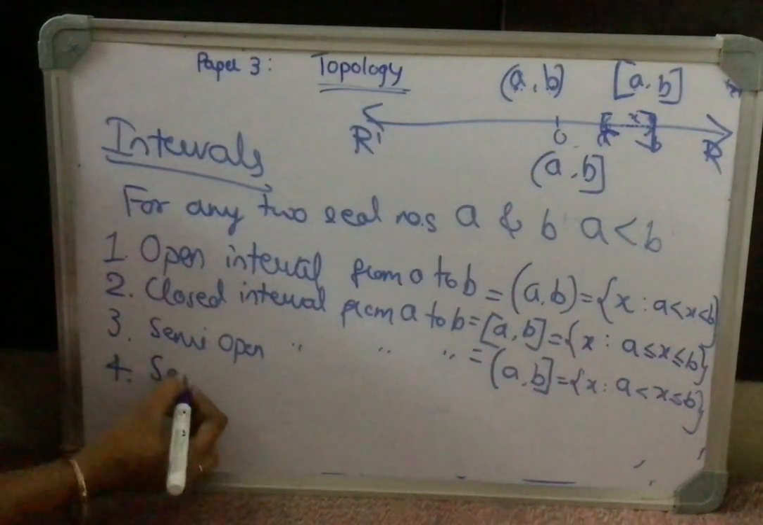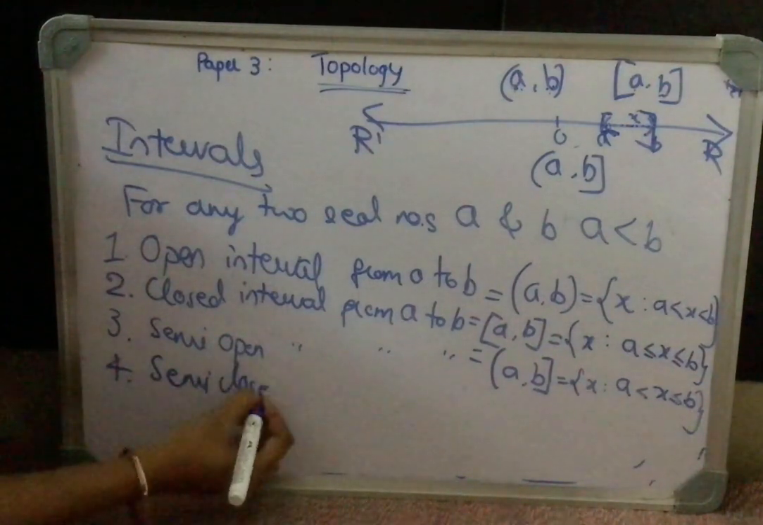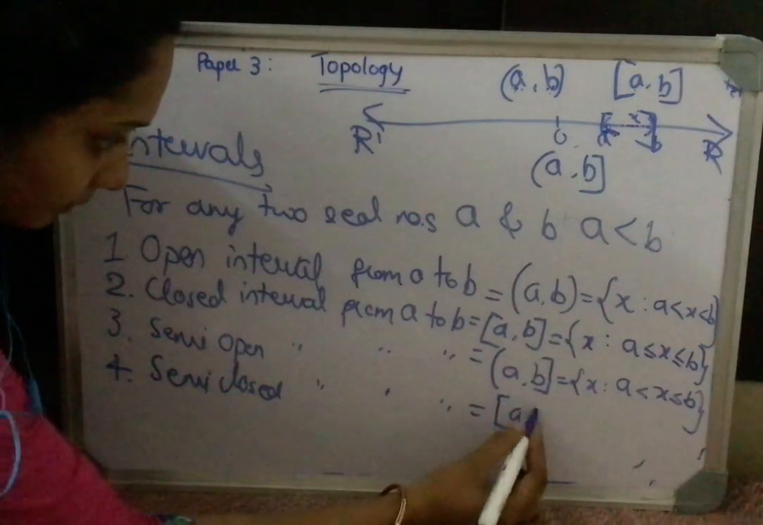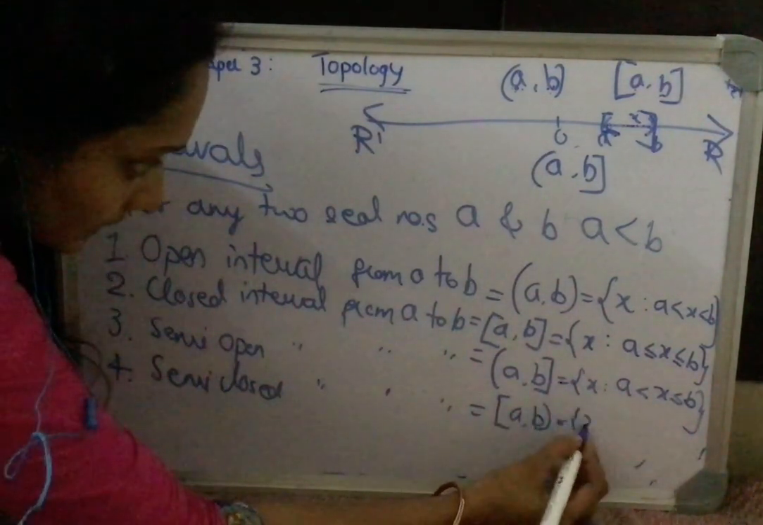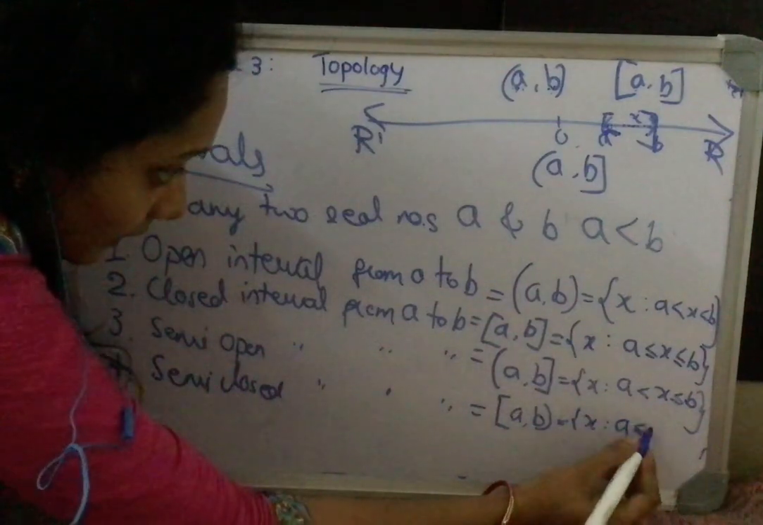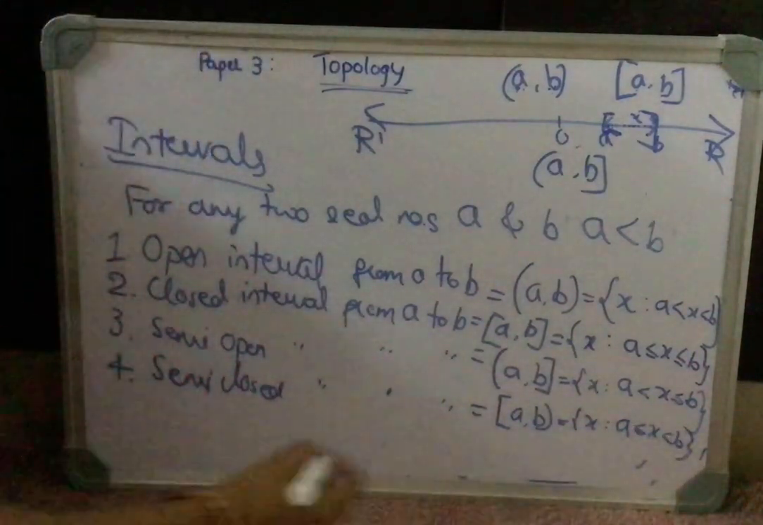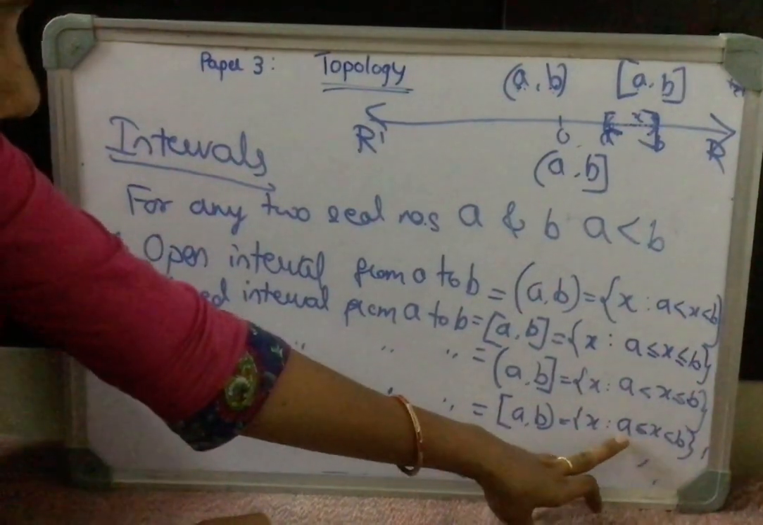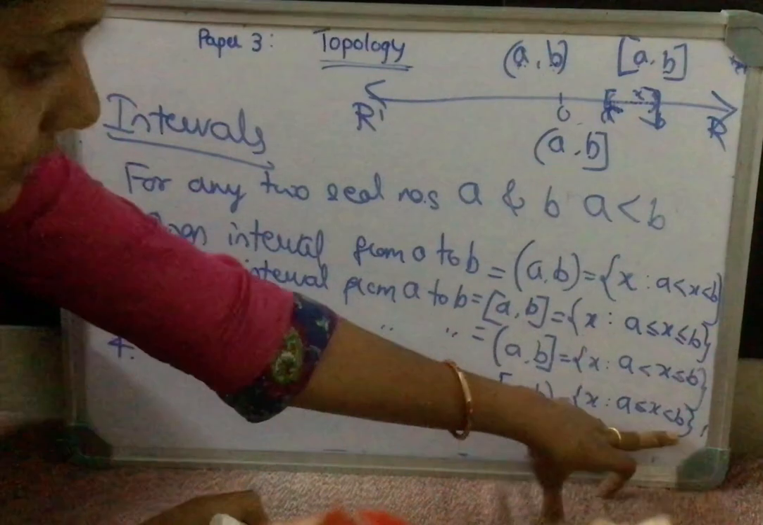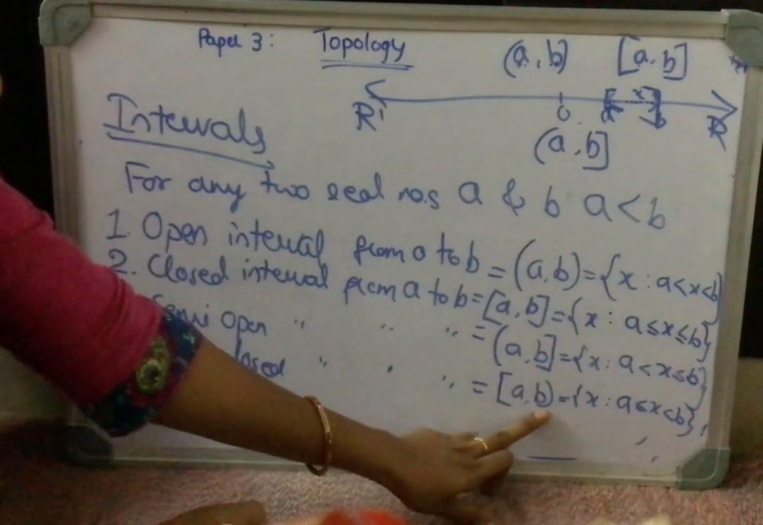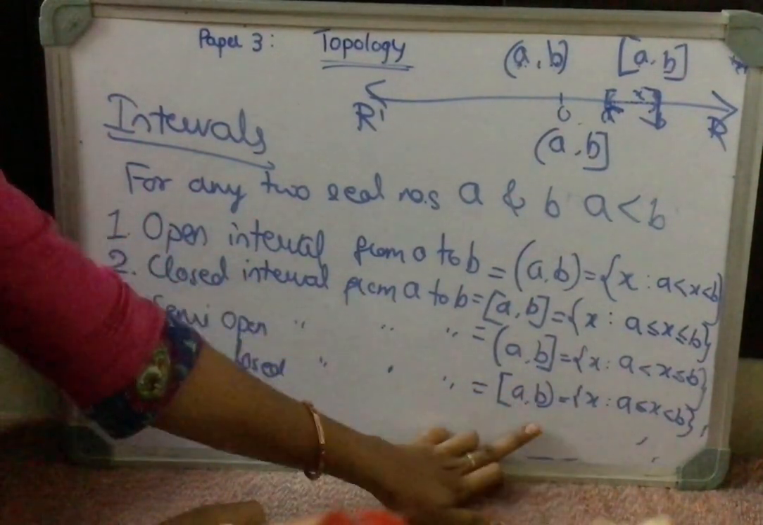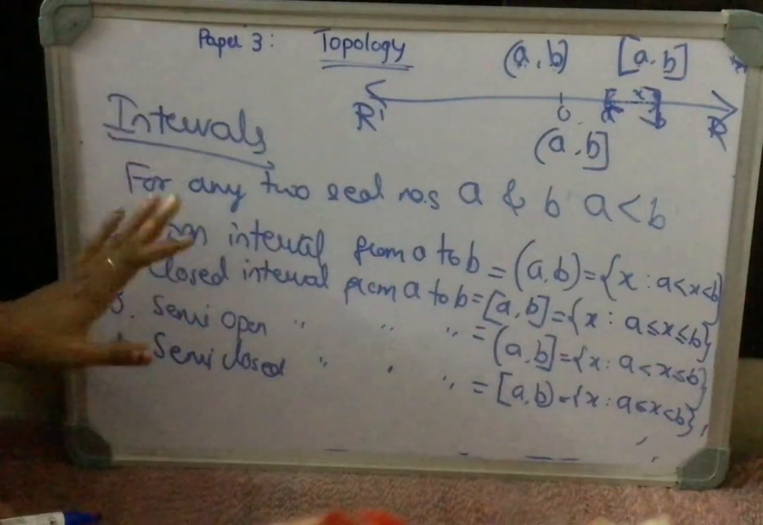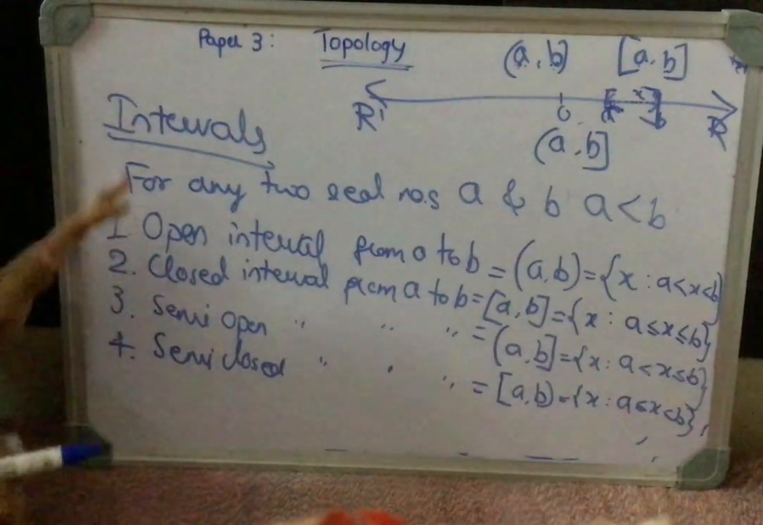Next is semi-closed. So these are the elements, the real numbers from A to B including A, excluding B. The open point has not been considered in the interval. This is all about the basics for topology.